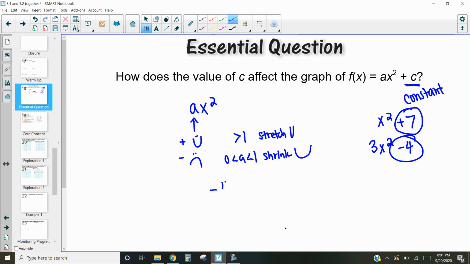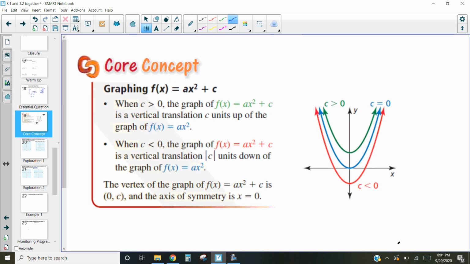So if I had a negative 1/3, what that means is it's going to open down, and it's going to be wider. If I had a negative 6, then it's going to open down, but it's going to be thinner than my original x squared function. And that's kind of how that a works there. So now we're going to talk about what happens with c.